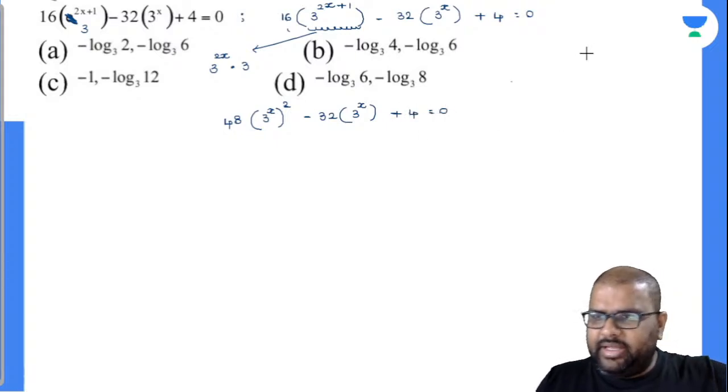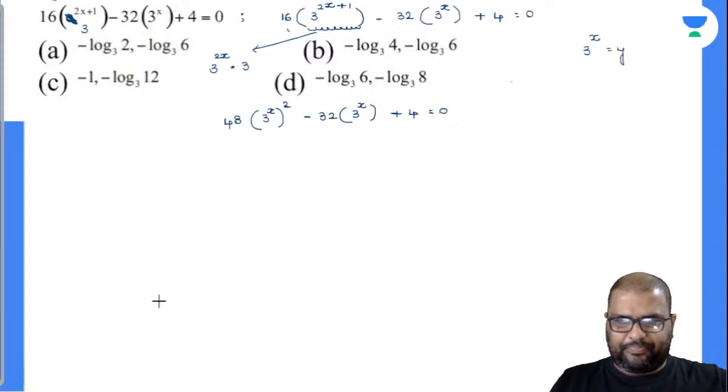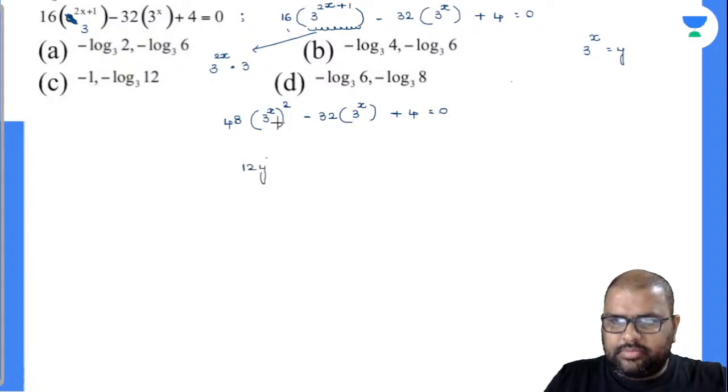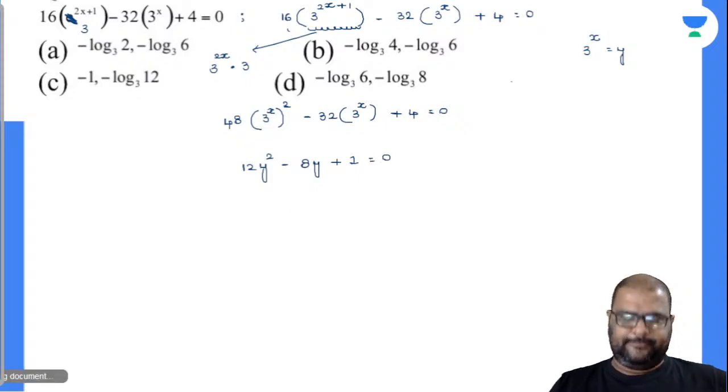For the sake of convenience, I will take 3 to the power of x as y, and later on I will calculate this, to make my calculations easy. And I will take 4 as common from this equation. So what will be left over? 12 into y square, 12 fours are 12y square minus, so what I have removed is 8, so it will become 8y plus 1 is equal to 0. Am I right or wrong?